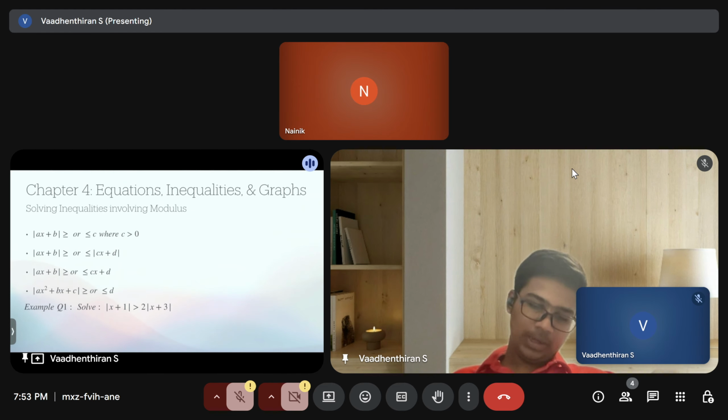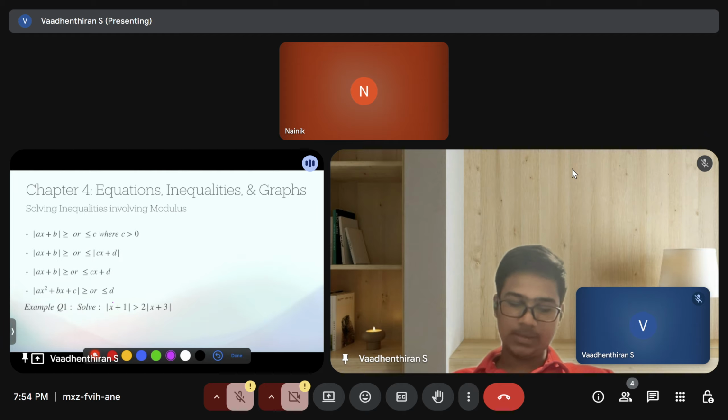What I would recommend is, if there are two modulus on both sides, go with the squaring method because it won't leave you any of the answers. When you do the normal method, sometimes you might leave out some of the equations and then you won't be able to solve it fully.